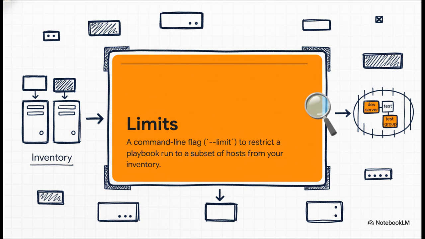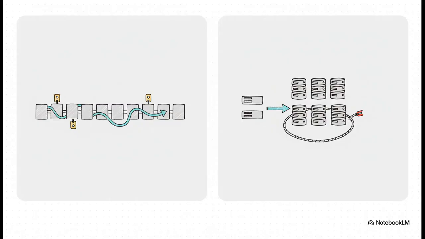Limits, on the other hand, control where the playbook runs. With the -limit flag, you can tell Ansible to run against just a single host from your inventory, or maybe a specific group. This is absolutely perfect for testing a big change on one dev server before you unleash it on all of production. So, the crucial thing to remember is the difference. Think of it this way. Tags control what runs, which is perfect for development. Limits control where it runs, which is perfect for testing and safe rollouts. Use the right tool for the right job.